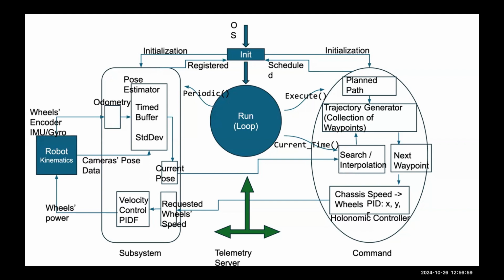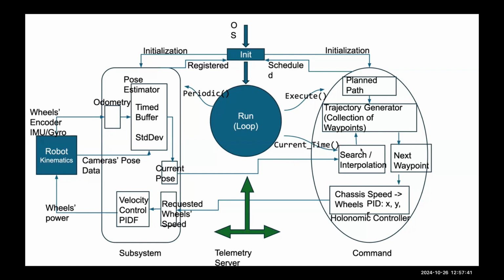Starting here, we have robot kinematics. And that comes with the wheel encoder values. Using that information, we can find a Pose2D of the robot. So with the odometry, that is one point of correction here. And these points go into a time buffer, where it's then used as a current pose that is passed into the command.